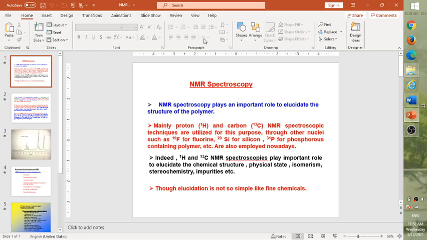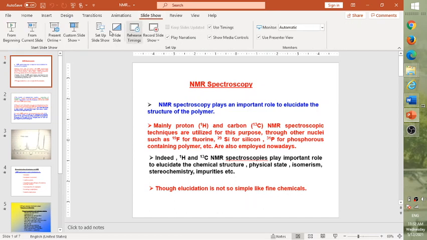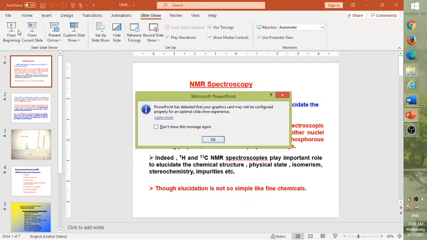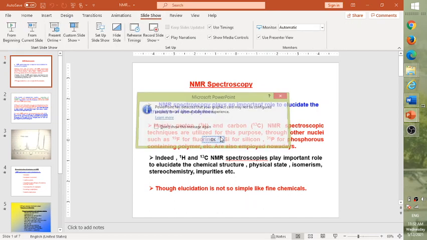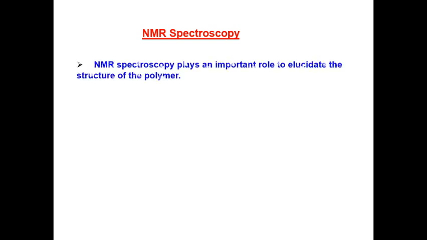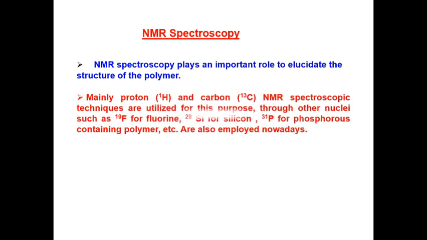Students, let's see NMR spectroscopy. NMR spectroscopy is very simple. NMR spectroscopy plays an important role to elucidate the structure of polymer or to predict the structure of polymer. Mainly proton and carbon NMR spectroscopy techniques are utilized for this purpose.